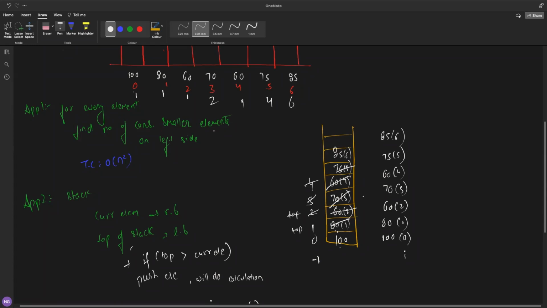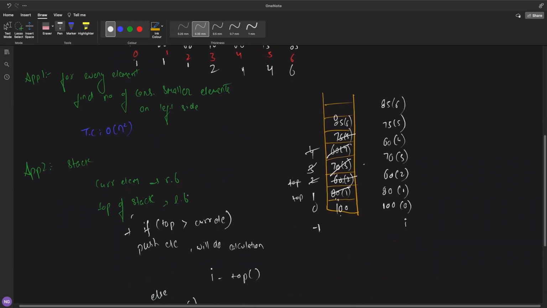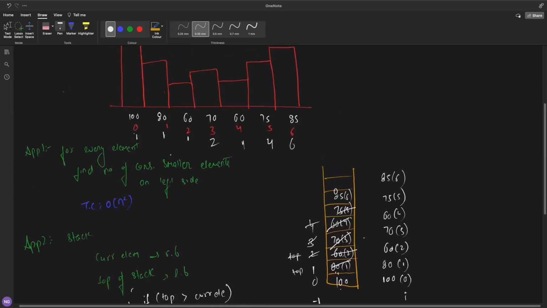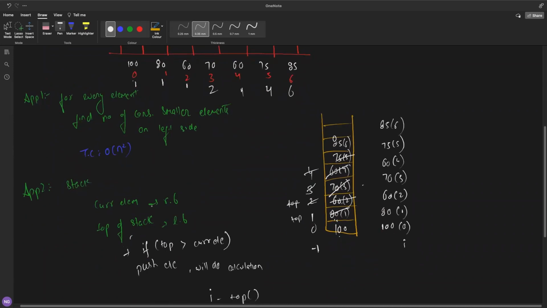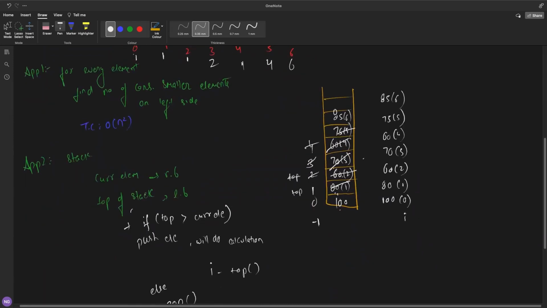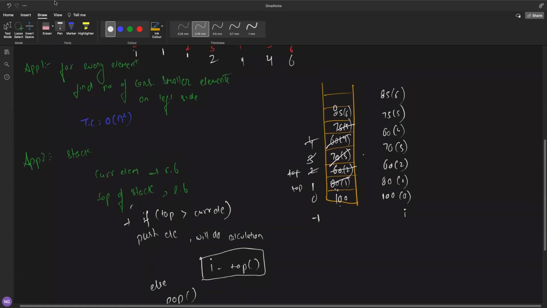Now you can see that we have calculated the span for every node. That's how we can use this stack to maintain the left boundary as the top of the stack, and the current element as the right boundary, and then we can calculate by using I minus top. Am I clear so far?